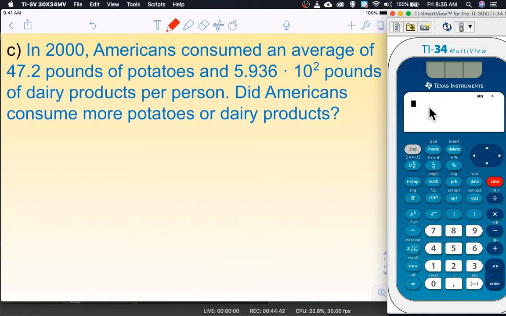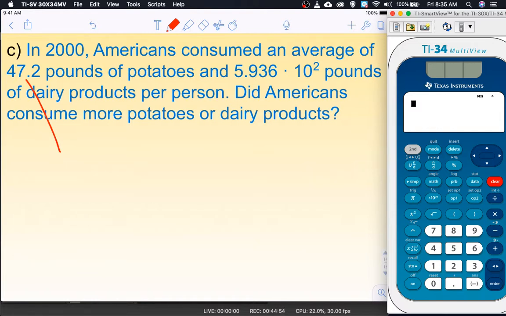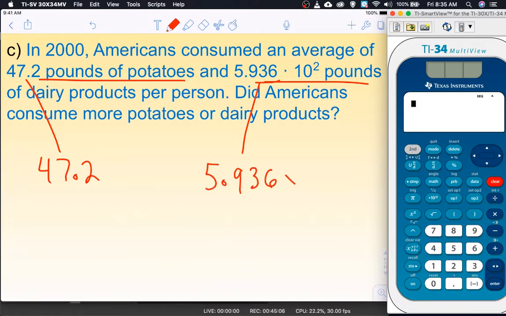All right, so you have two ways. You can either have them both in standard form or both in scientific notation. I'm going to do standard form here because I think it makes a little bit more sense for us. So they ate 47.2 pounds of potatoes. We know that from the beginning of the problem. The problem is that the dairy products amount is in scientific notation, 5.936 times 10 to the second power. So I'm going to rewrite that into standard form.